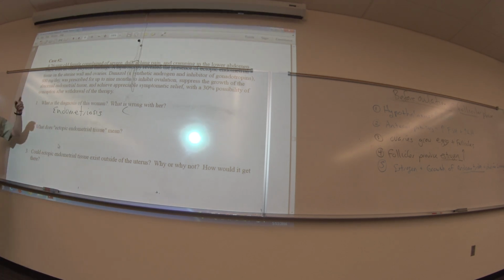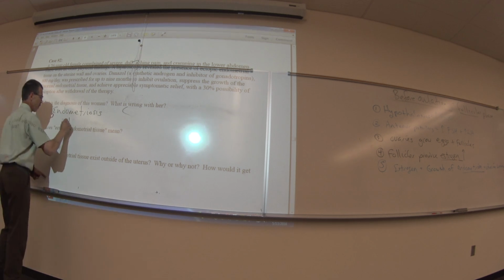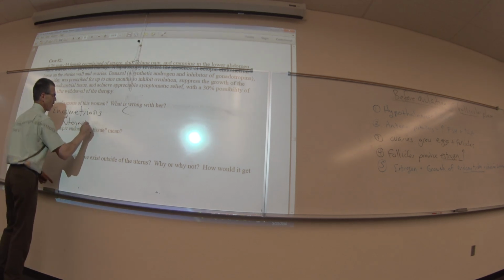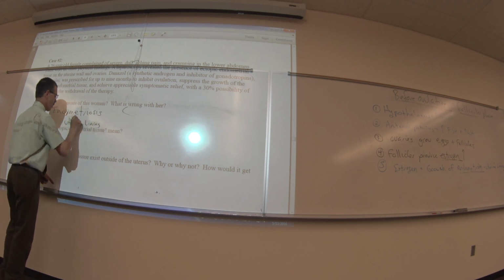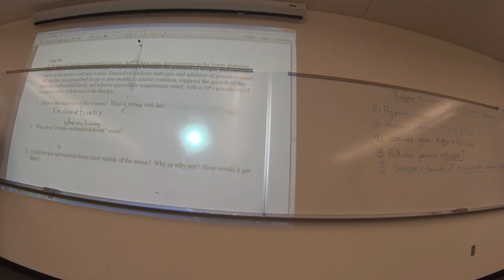So endometriosis, endometrium is the root word, that's the uterine lining. So some part of your body other than your uterus is acting like a uterus. That's basically what it means. And that leads us to this word.